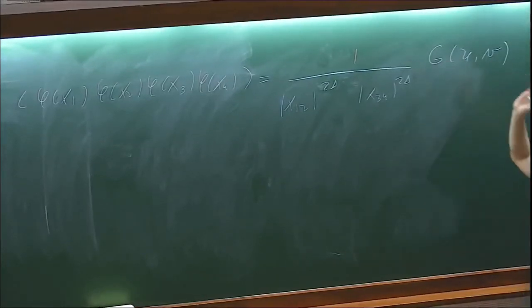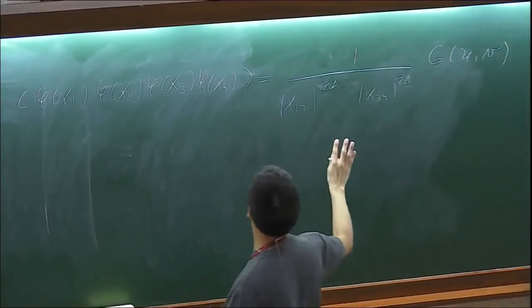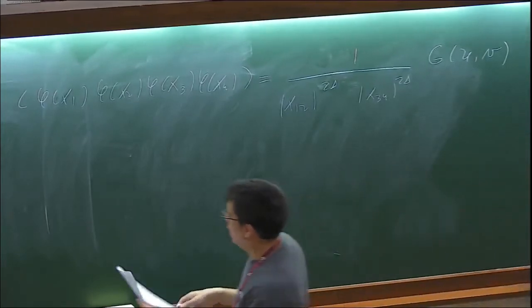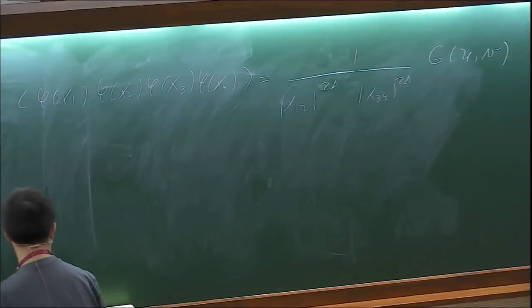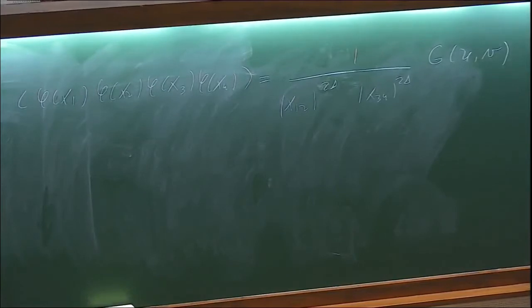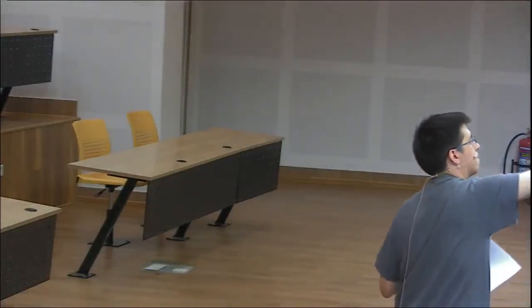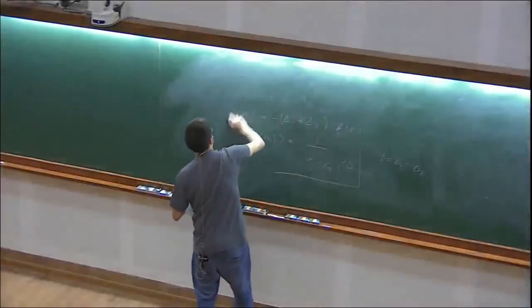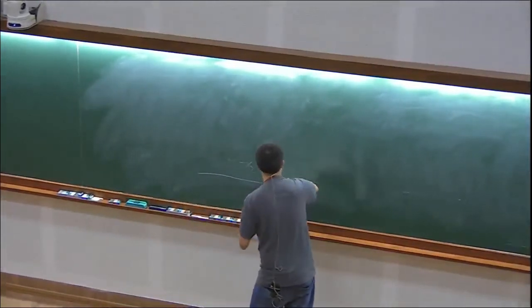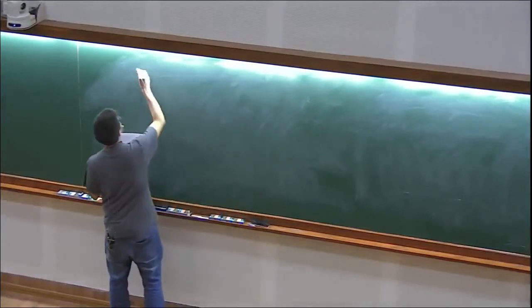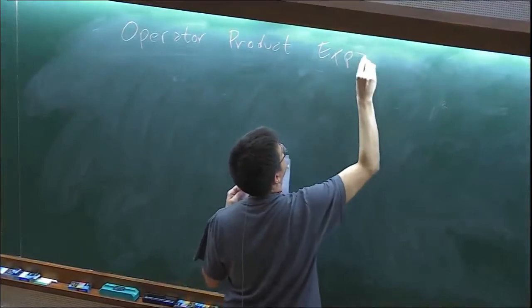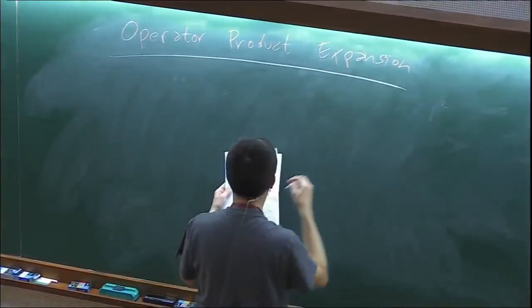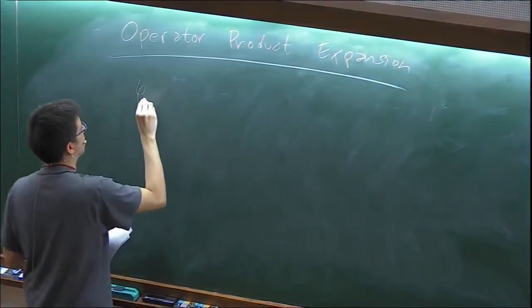So, but still, we can do something with it, even though now you might say, okay, it's over, now I have to start doing some work and calculate this guy. So the last very important piece of information that I need to introduce is what's called the operator product expansion. And the operator product expansion is the statement that the product of two operators can be written as a sum of local operators.